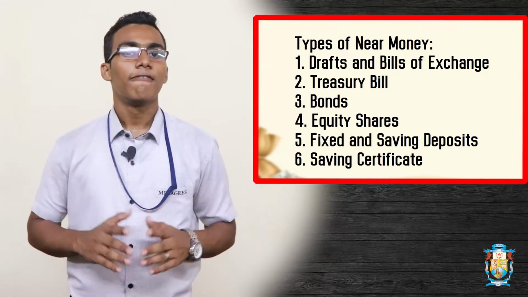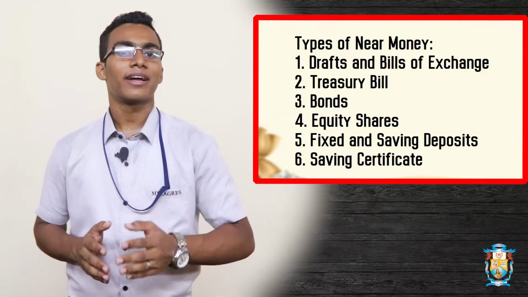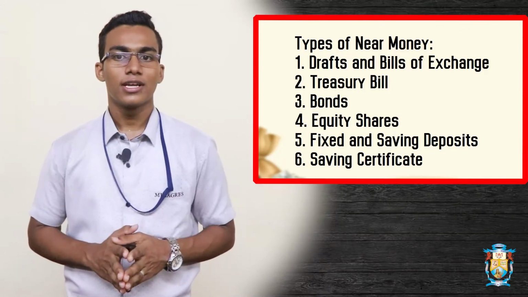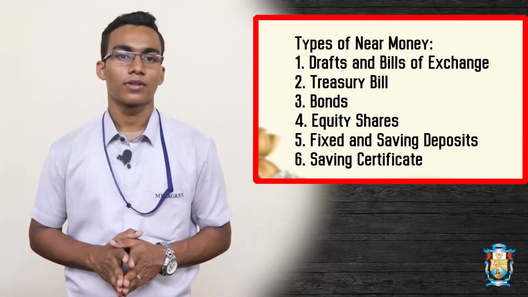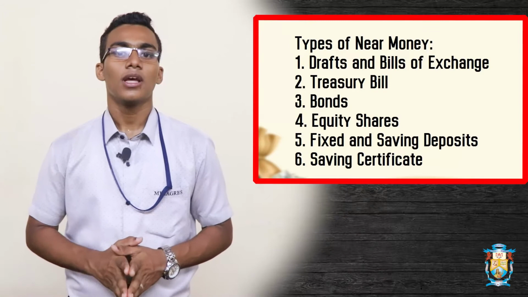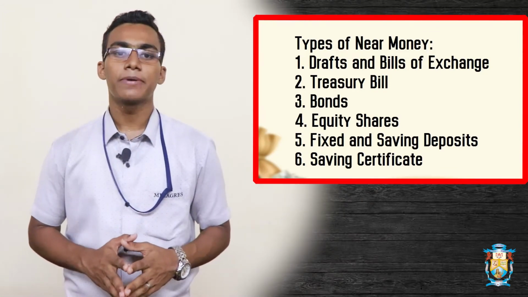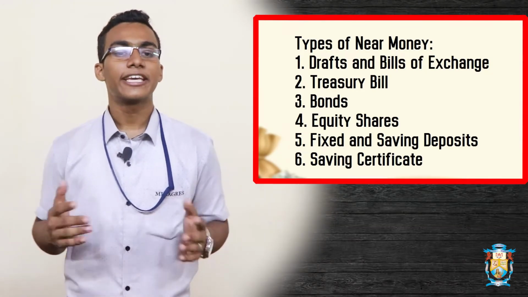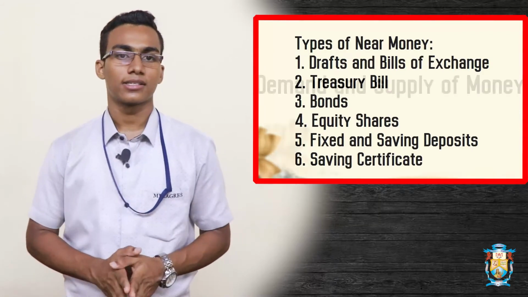Fifth one, fixed and saving deposits. People deposit their money in bank accounts through fixed or saving account. Such amount can be withdrawn at any point of time. Sixth one, savings certificate. The certificates which are issued by non-banking companies are called as savings certificates. They give higher rate of interest than that of banks.